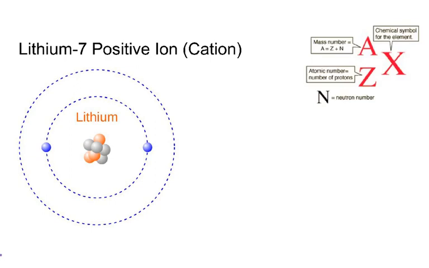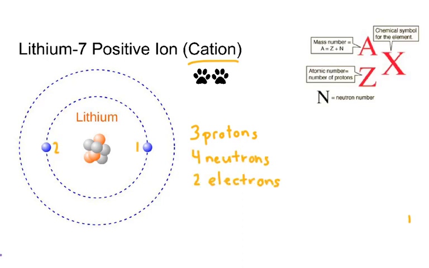In our last example, we have a lithium-7 ion that's positive. Positive ions are called cations. A silly way to remember this is that cats have paws, so a cation is a positive ion. The lithium ion will have 3 protons, 4 neutrons, and only 2 electrons.